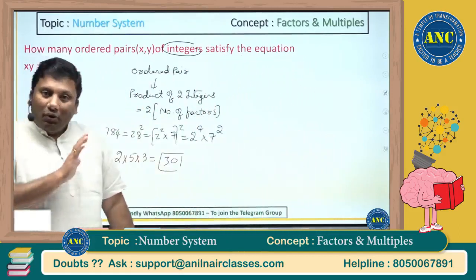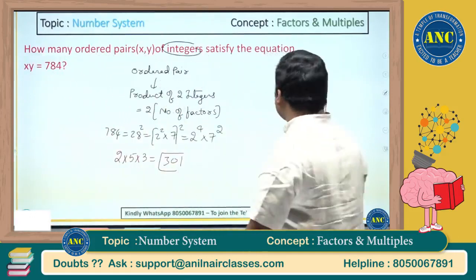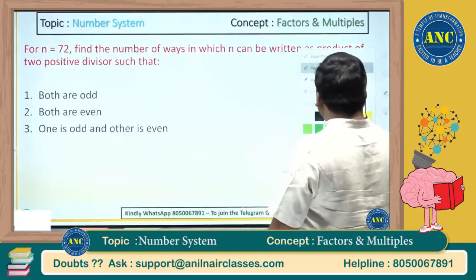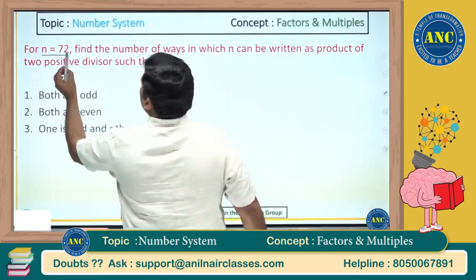I hope the foundation questions are clear. Once you are good with the foundation questions, then slowly you can solve CAT level questions. Now slowly we will get into CAT replica questions. Now see here, n is equivalent to 72.